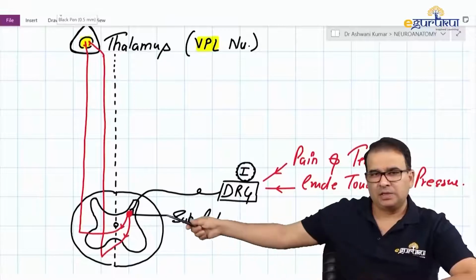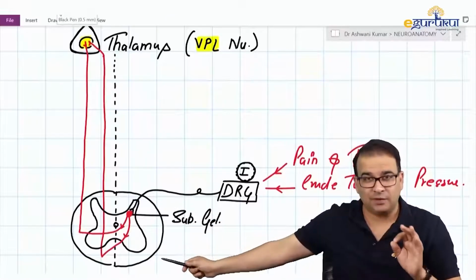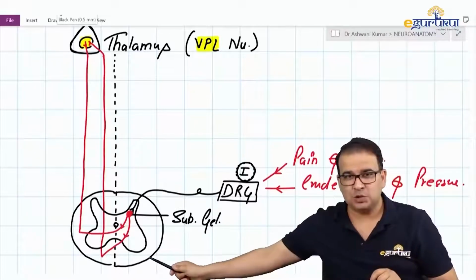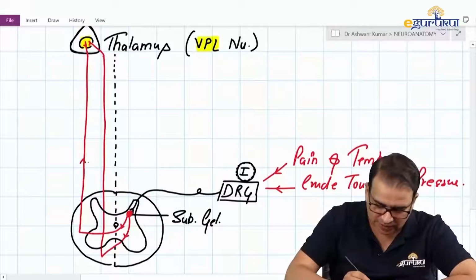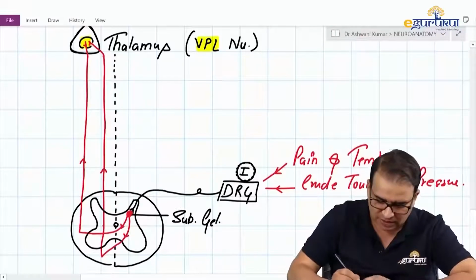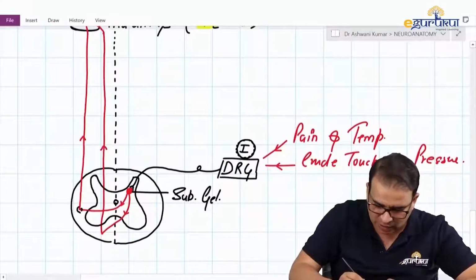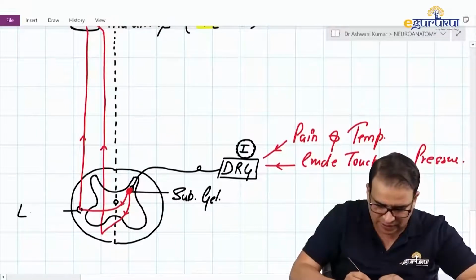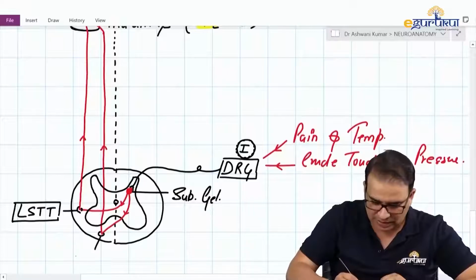You got my point? So second order neuron is starting from the substantia gelatinosa, decussating at the level of the spinal cord, giving rise to two tracts here. One which is carrying the pain and temperature, this is the one, and the one which is carrying crude touch and pressure, this is the one. Let me name these tracts in the lower part only here. So at the level of the spinal cord only, this tract will be called the lateral spinothalamic tract. I'm writing in short, LSTT, lateral spinothalamic tract. Whereas this tract here will be named the anterior spinothalamic tract.